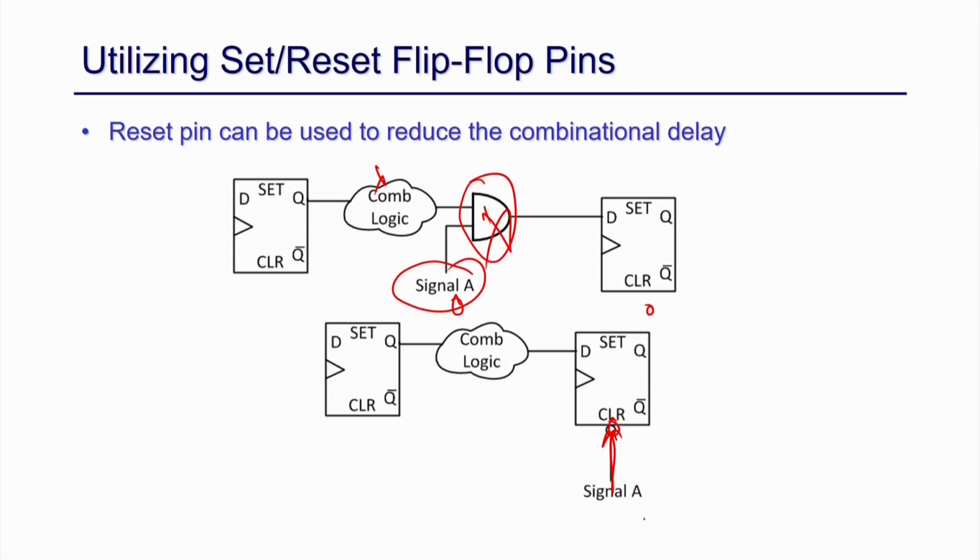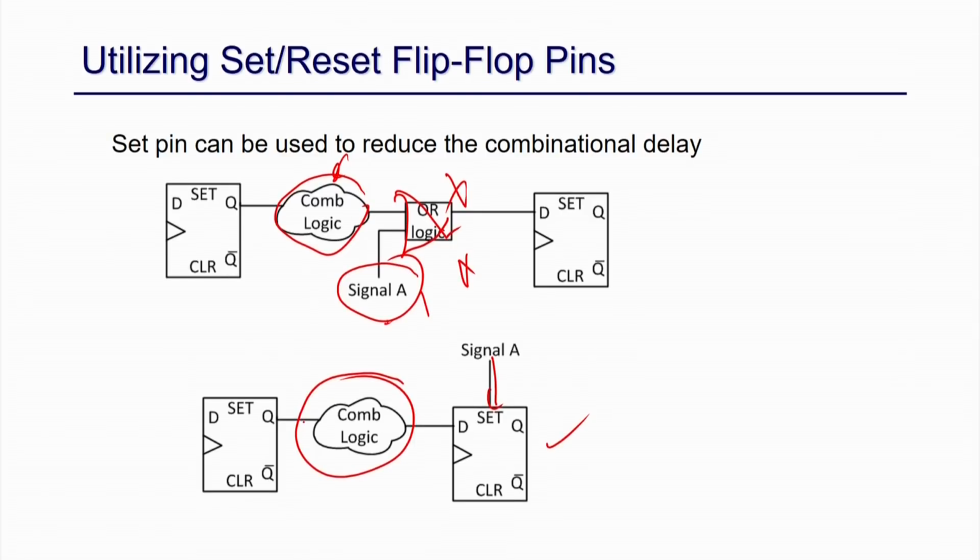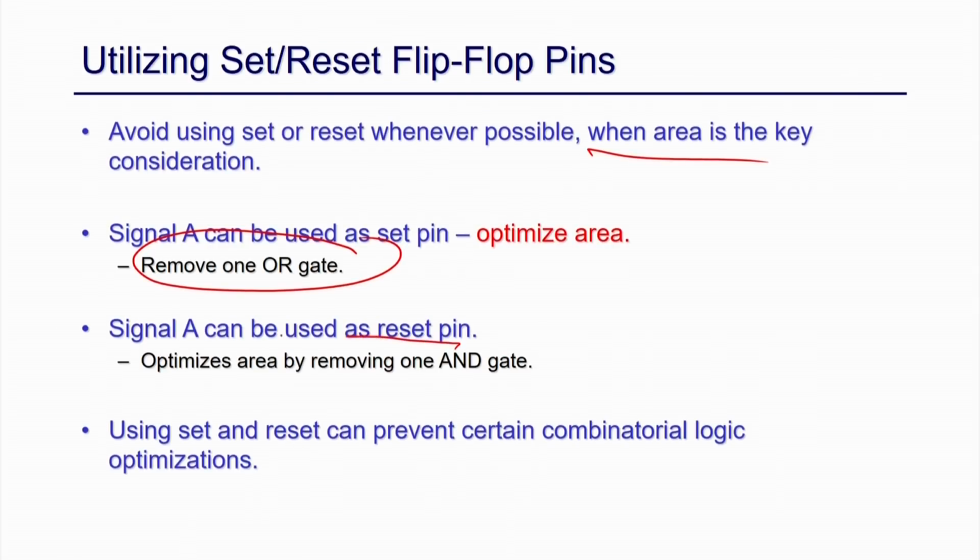So, if the input is 0, then it becomes 1 and this is reset, and if this is 1, then this will become 0, it will not reset the pin. So, now the input will depend on the combinational logic. Again, if you utilize this, you have an area benefit, you can improve your design, you can remove one AND gate from your design, and again it will give you some timing benefit as well.